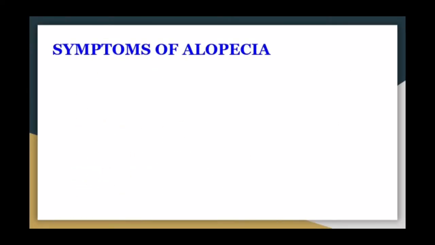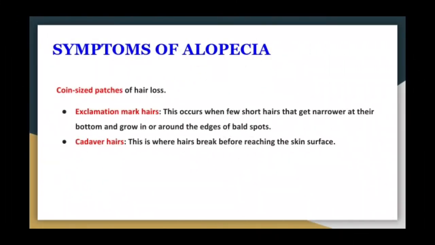Symptoms of alopecia. In case of alopecia, hair loss happens in coin-sized patches. Different symptoms of alopecia are exclamation mark hairs. This occurs when very few short hairs get narrower at the bottom and grow in or around the edges of the bald spots. Where hair loss happens, bald spots happen, these coin-sized patches. Around these bald spots, some small tiny hairs grow around these bald spots, like an exclamation mark. So these type of hairs are called exclamation mark hairs.